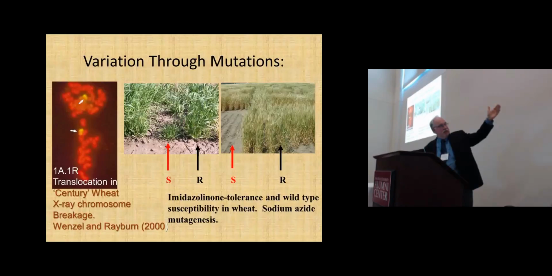If you have a mutation, it makes it resistant, and you can see what it looks like. That's probably some of the most popular wheats being grown in the Great Plains right now are mutations for herbicide tolerance.